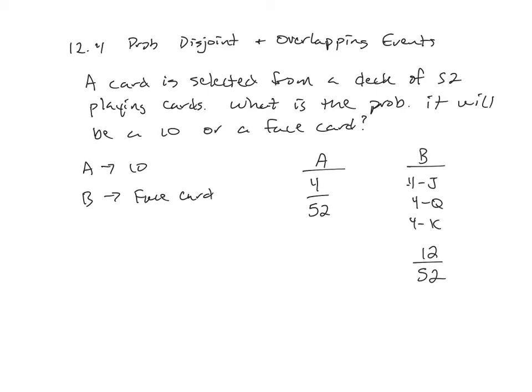Okay, so this is what's called a disjointed example, because in A, there's 4 10s, and in B, there's 4 jacks, queens, and kings. They don't have anything that's what's called overlapping. The 10s are in A, the face cards are in B. You can't have a 10 that's a face card or a face card that's a 10. So when they're separate like this, you just add them together.